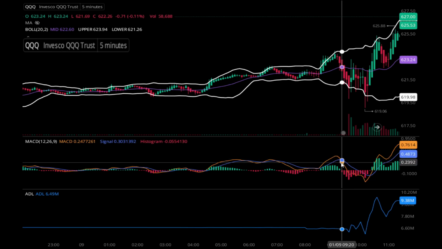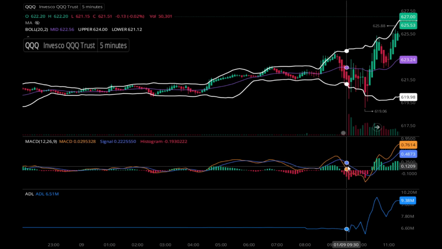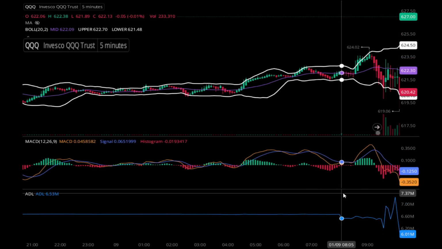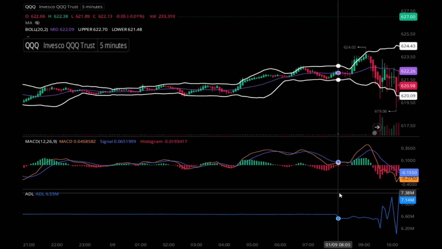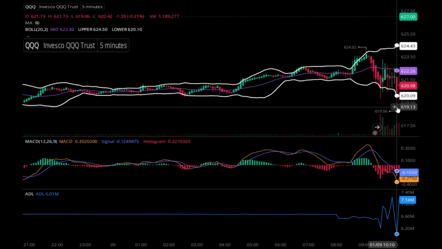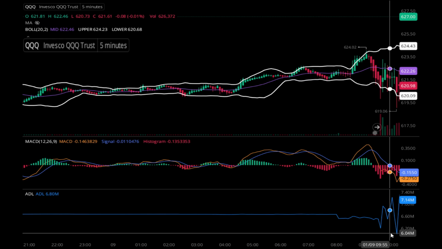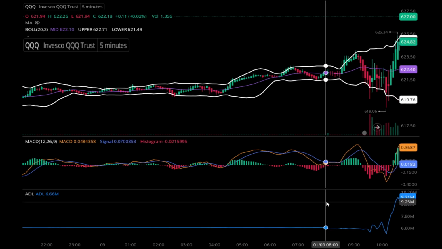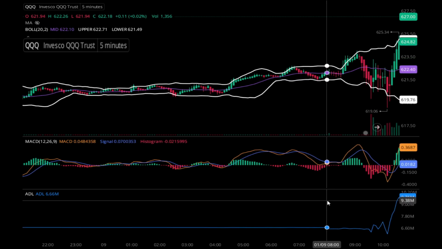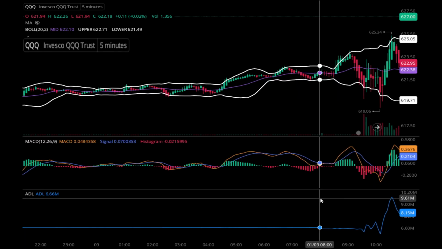So that's telling us that very, very likely this selling is starting to taper out. We're seeing the ADL starting to pull upward from once we hit the very, very bottom of that candle, it just starts shooting back upward. That's telling you money is flowing into this thing. There's a lot of money flowing into this thing right now.